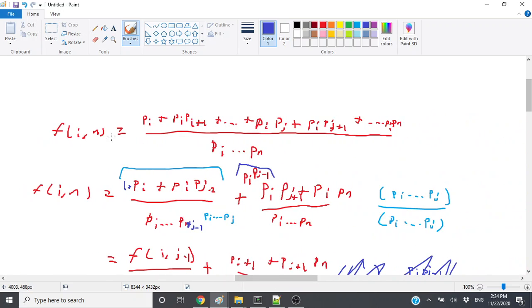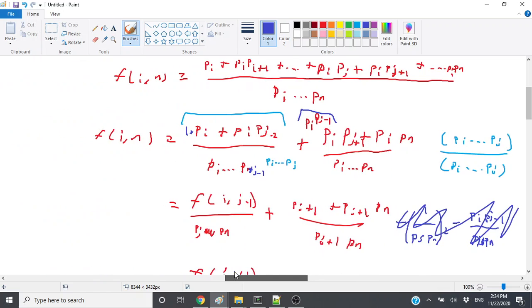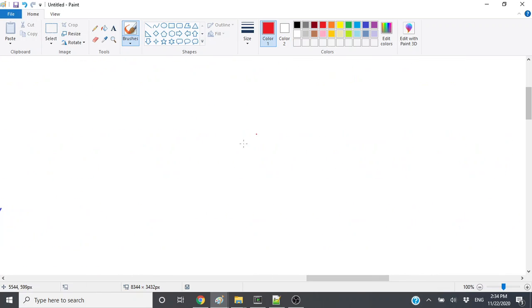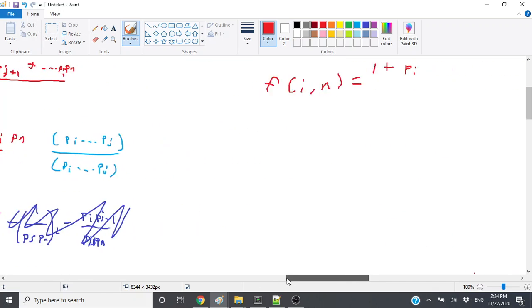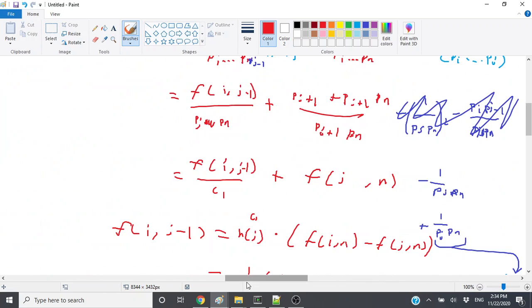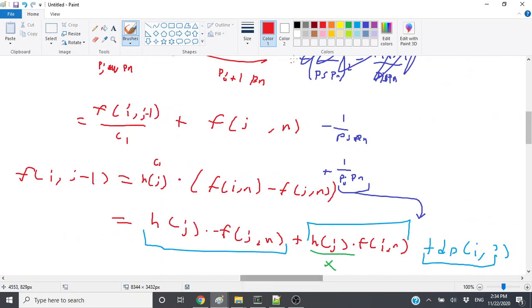So you write a formula for f of i, n, you just write it out. I'm going to redo this because it's messy. So you write the formula out for f of i, n, which equals, once again, 1 plus p_1, or p_i. Actually, first of all, the reason I'm doing this as a suffix is because the final form of the formula is going to be something like this. It's going to be some constant that depends on j.